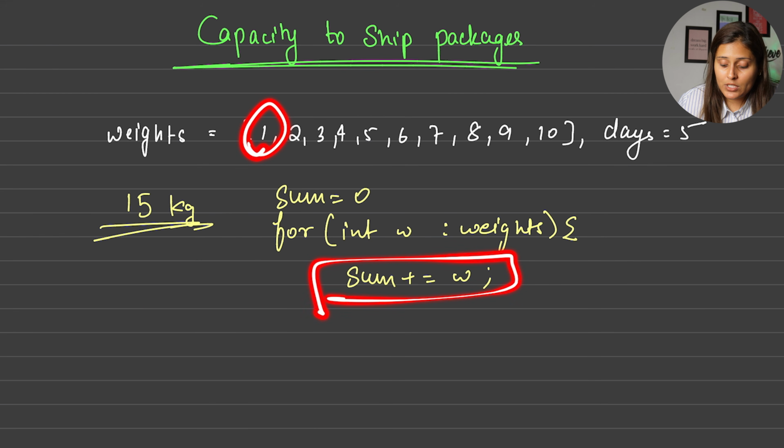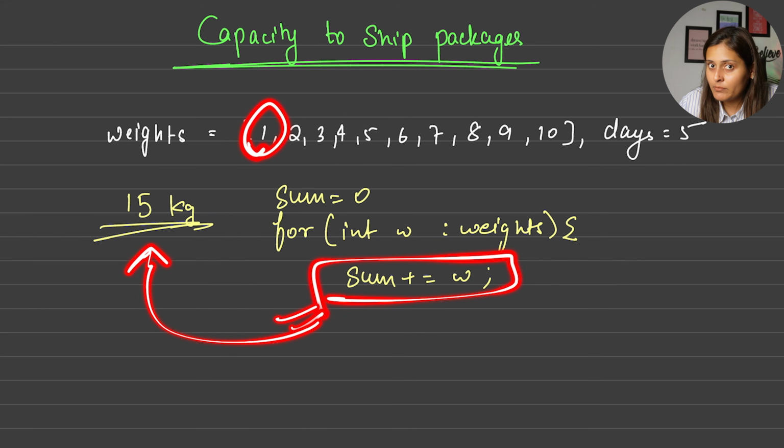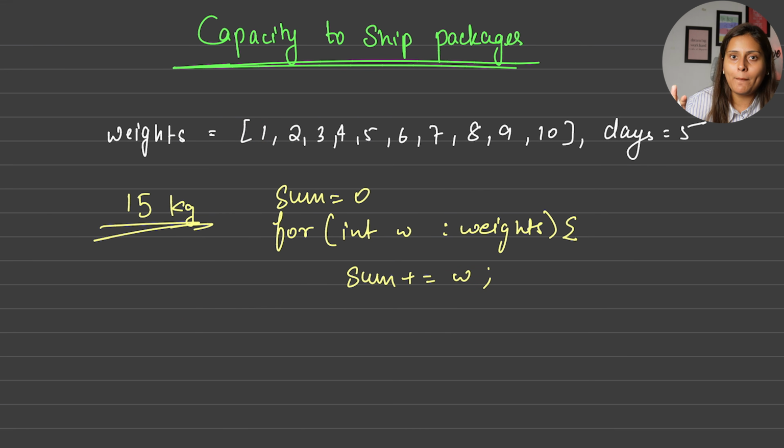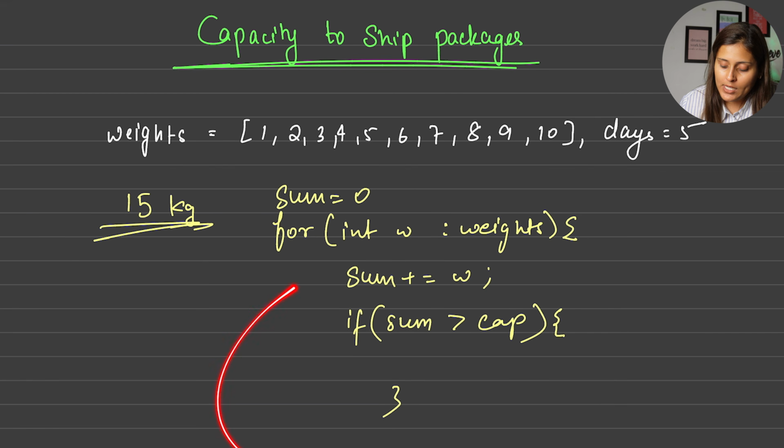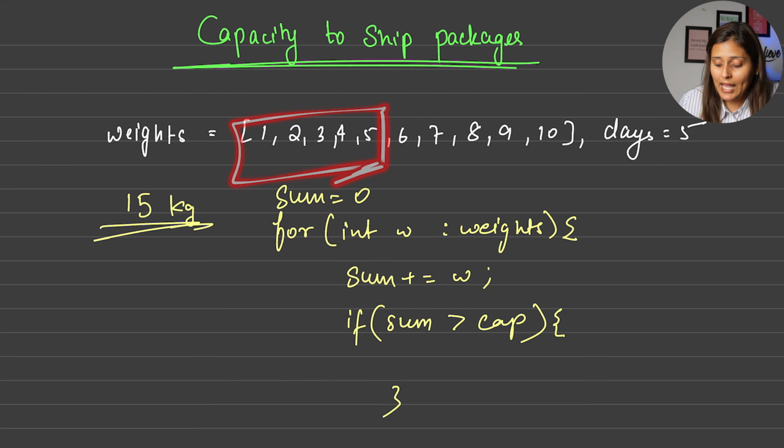I have to check now if this is greater than the capacity, because if it is greater, we have to stop and move to another day. So hence we will write if our summation is greater than what? Capacity. Greater than capacity. But here it is not. So let's move forward. Now next time 2 will be added. So 1 plus 2 is 3 kg. Similarly 3 plus 3 is 6 kg, plus 4 is 10 kg, plus 5 is 15 kg. So till here I can say 15 kg has been added.